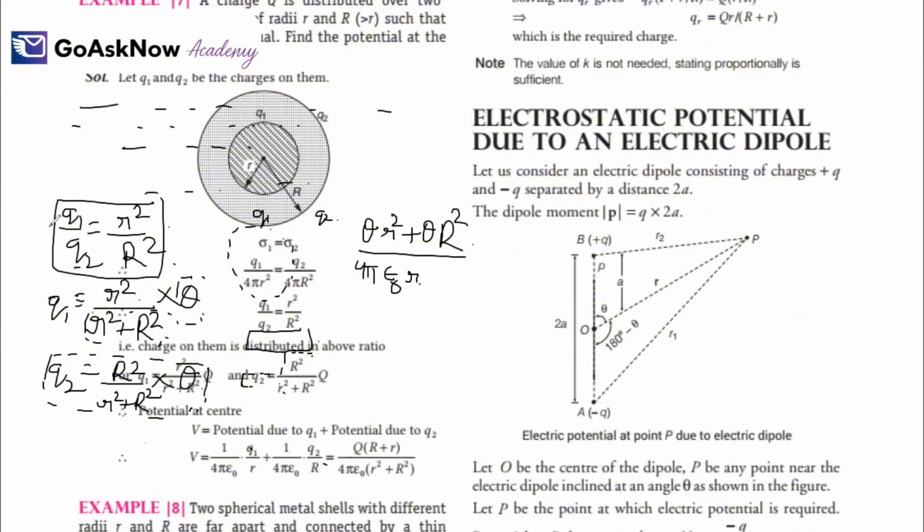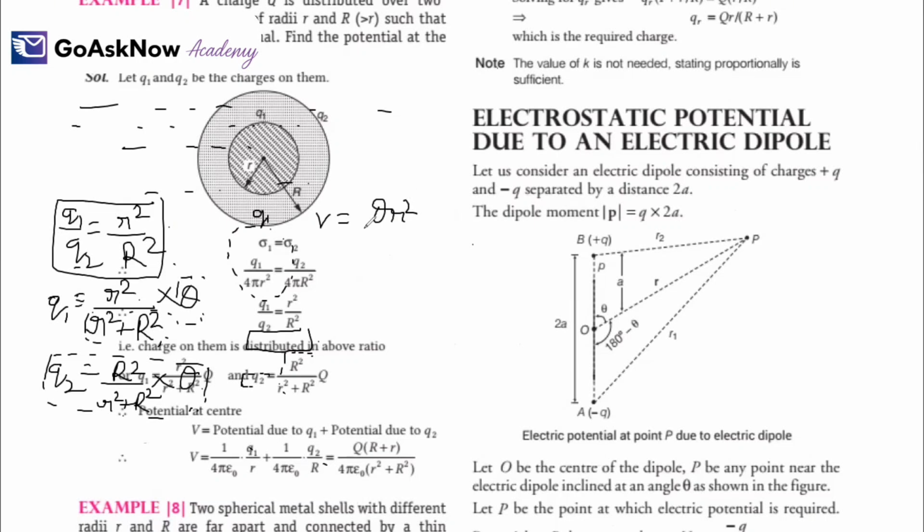Let's just see here that if you substitute the Q1 and Q2 values here, what we will get for the first value? V is equal to, your Q1 value is what?